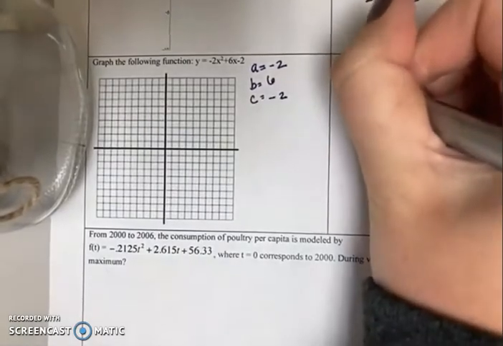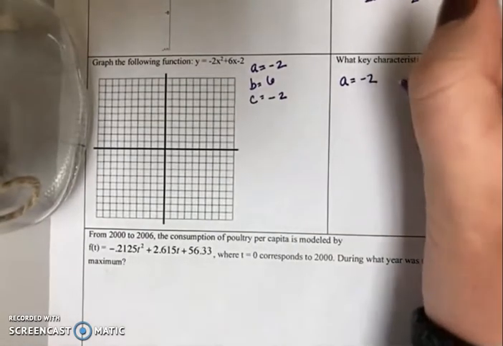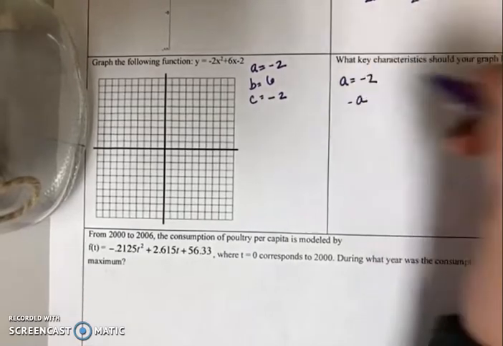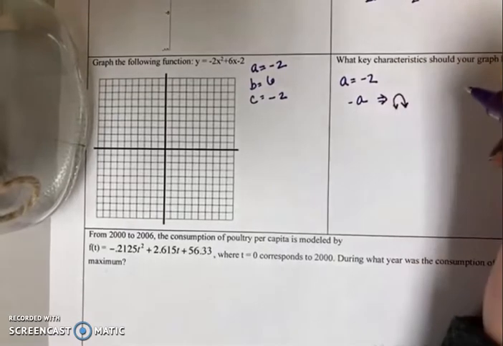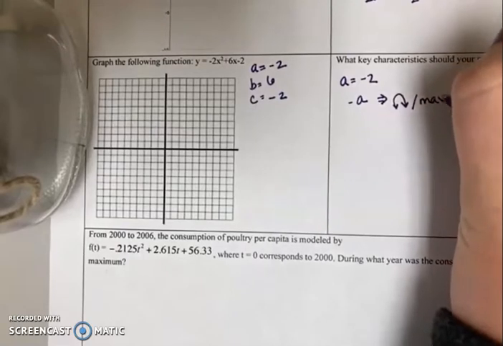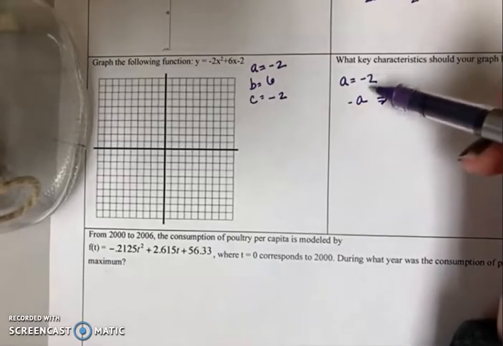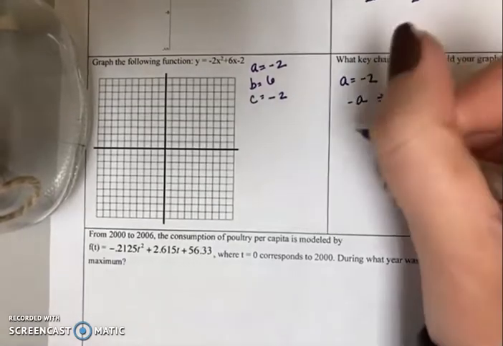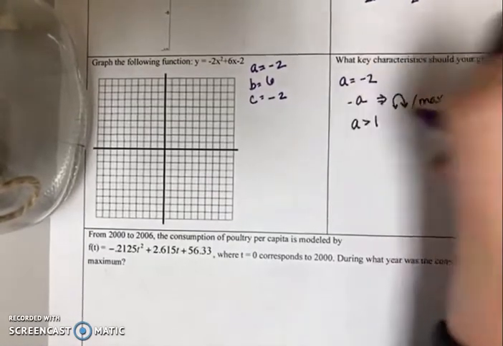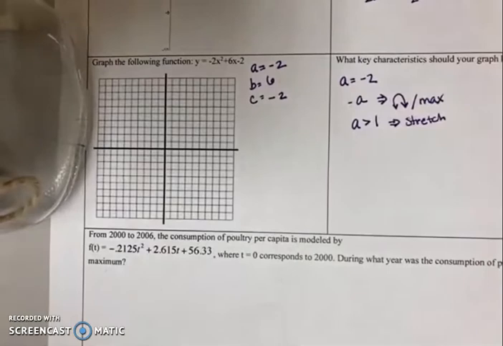A is -2. Remember, a tells us 2 things. In this case, a is negative, and that means that my parabola is going to open down, or I'm going to have a maximum for my vertex. Also, the actual value is 2. Well, 2 is greater than 1, so the absolute value of a is greater than 1, and that means that I'm going to have a stretch.